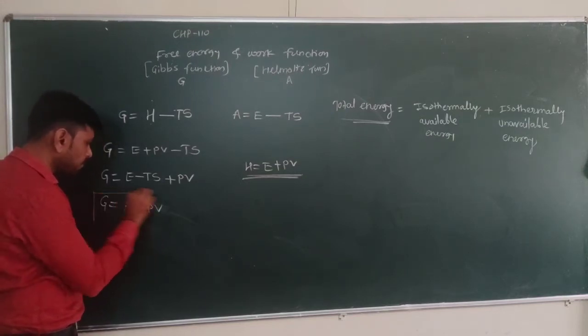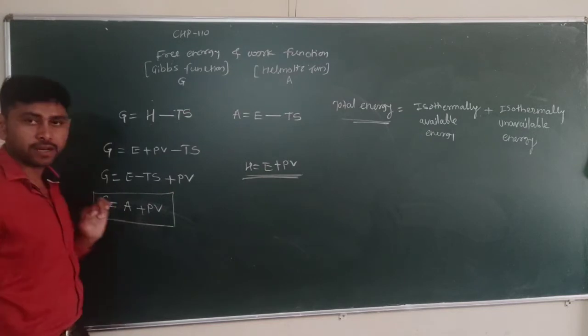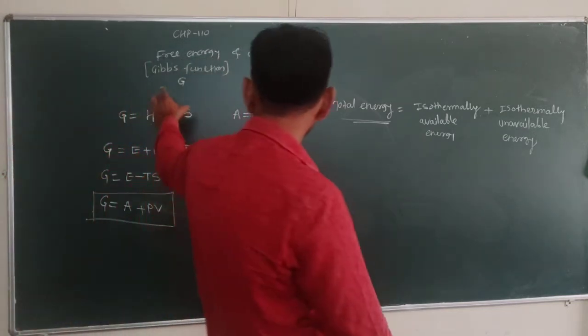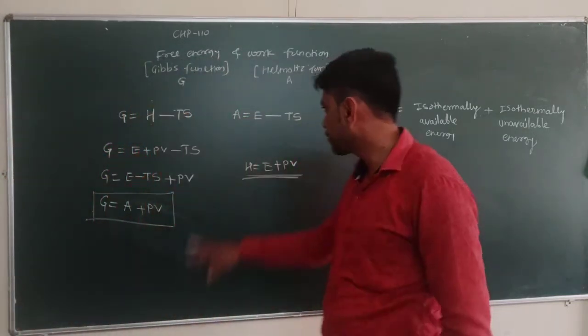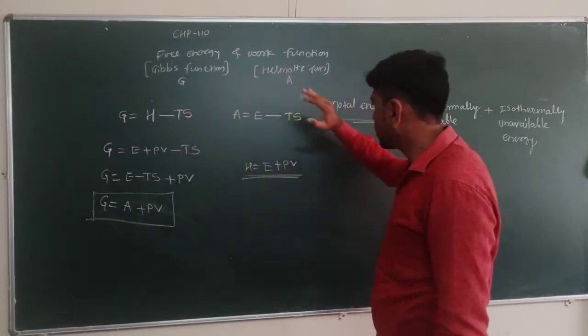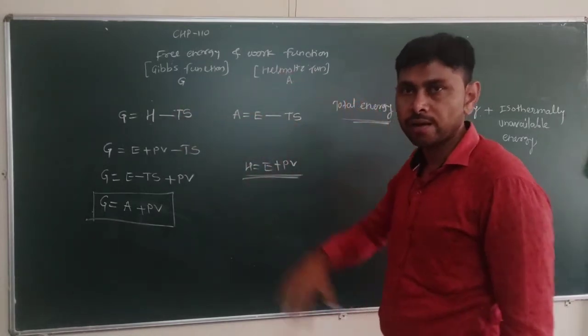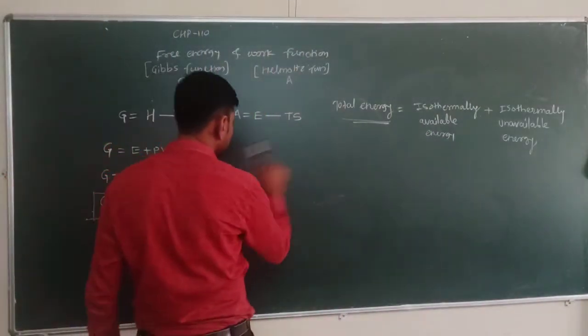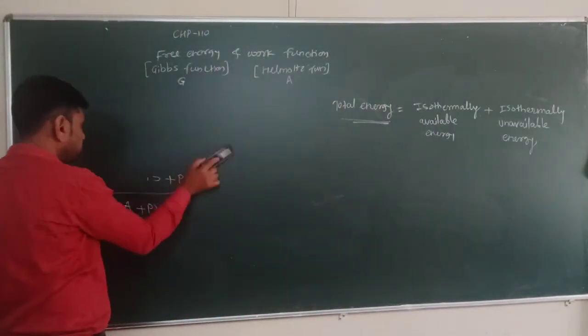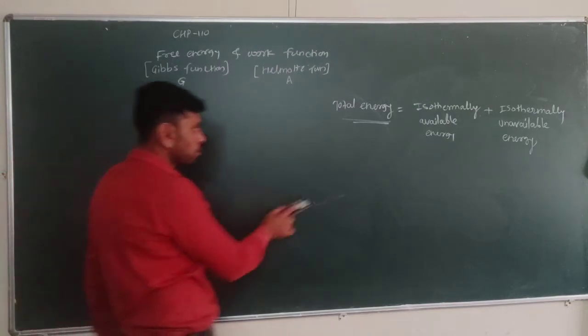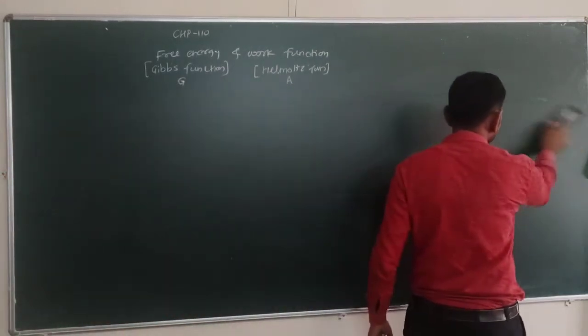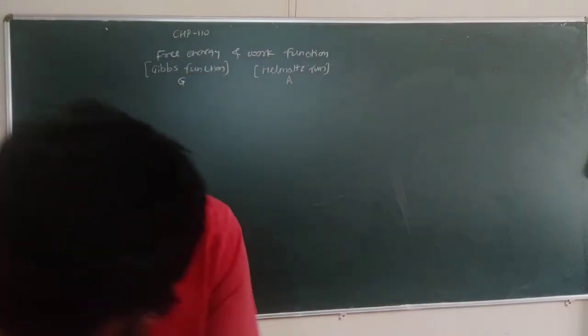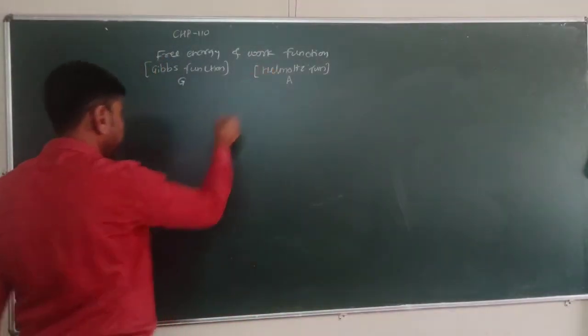So it is another form. We can write free energy, or Gibbs function, in this way. So this is the Gibbs function and this is the Helmholtz function. Okay, let's see the physical significance of these two work functions, these two available forms of energy. First, let's see the physical significance of the work function.